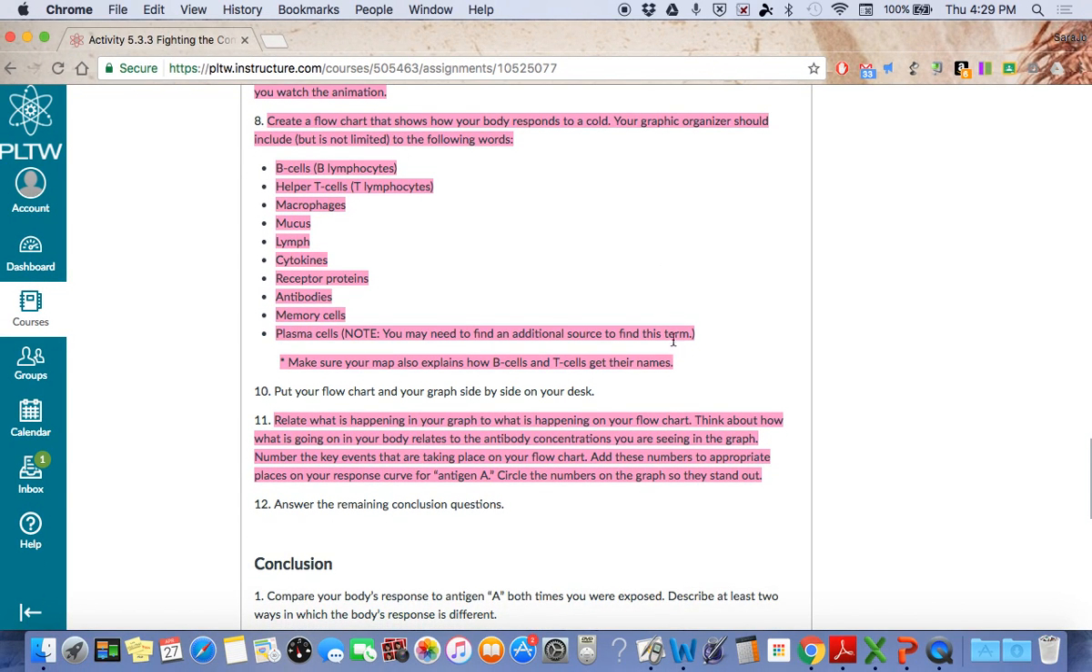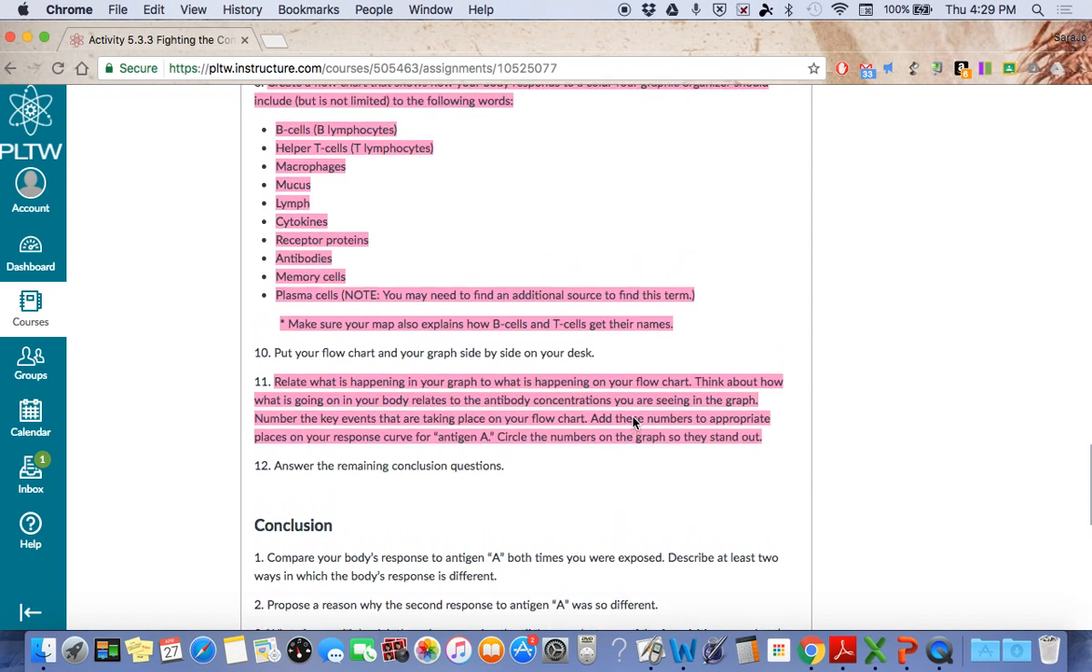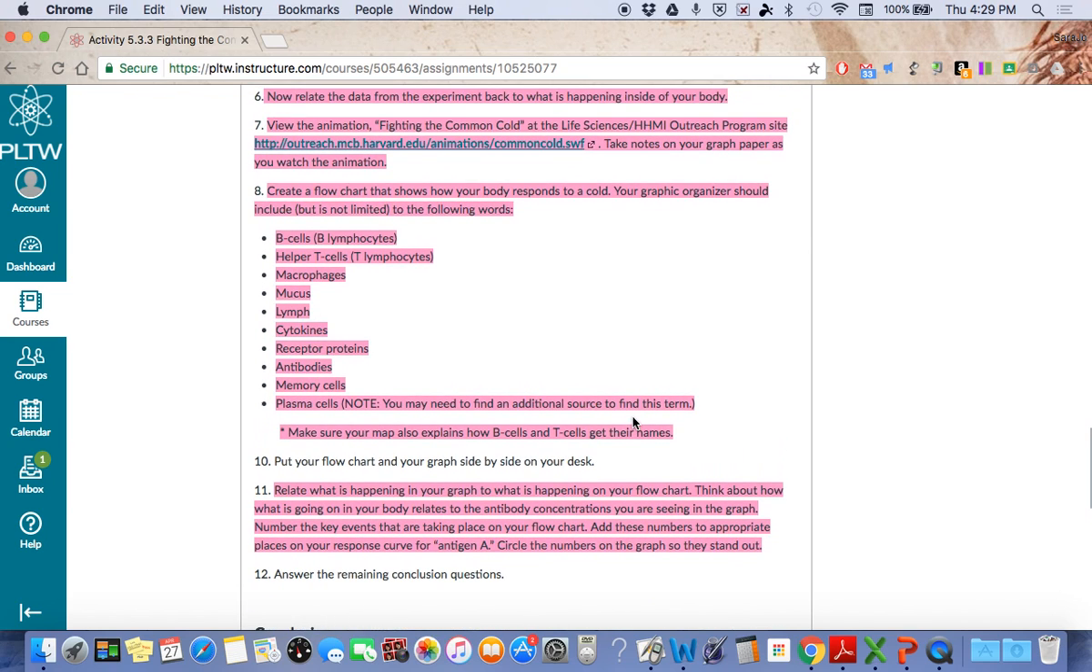All right. And then once you get your flow chart made, on number 11, you're going to relate it back to your graph. So you're doing some relating, you're doing some circling of some numbers, that kind of stuff. When you get it finished, you may turn it into the tray.